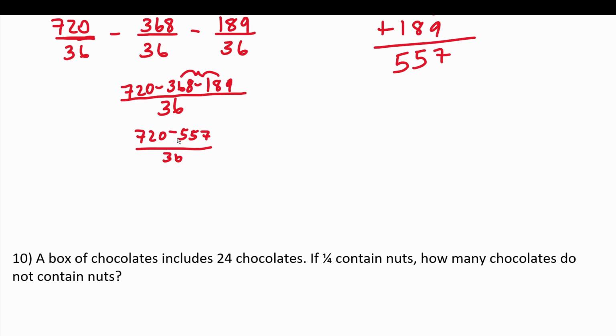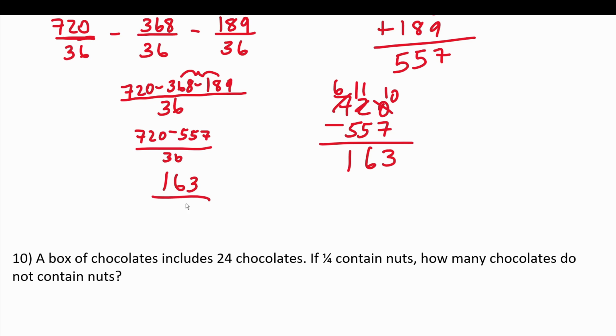All right, so let's do this math now, notably 720 minus 557. Can't do 0 minus 7, so I have to borrow. This becomes 1. This becomes 10. 10 minus 7 is 3. 1 minus 5 I can't do, so this becomes 6. This becomes 11. 11 minus 5 is 6, and 6 minus 5 is 1. So this is 163 over 36.